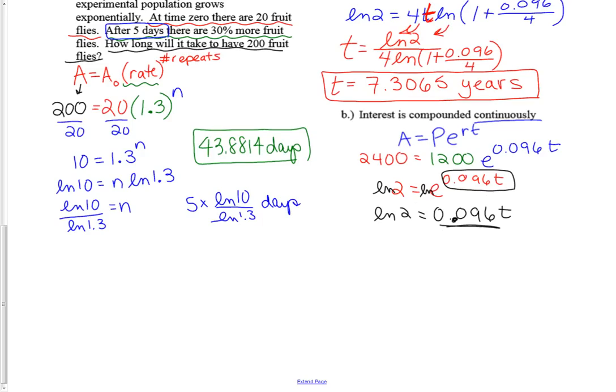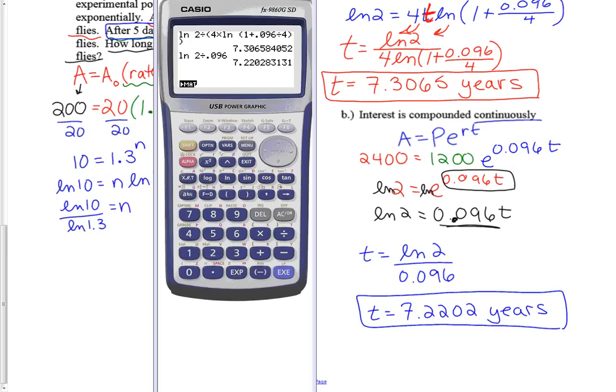I'll give myself a little more space. So I have t is the ln of 2 divided by the 0.096. I don't know what that is, so I'm going to go to my calculator. And in this one, I got 7.2202 years. Notice I didn't give any estimate of checking both of these, but I realized that since I did 2 different interest formulas, just changing the frequency with which they were compounded, I should get answers that are pretty close, and I did. So those look like pretty good answers to me.